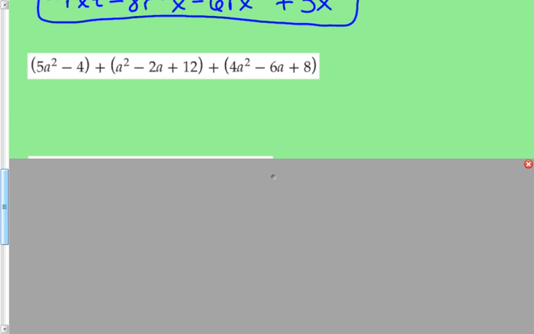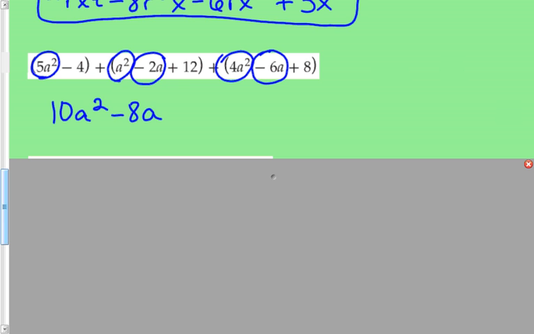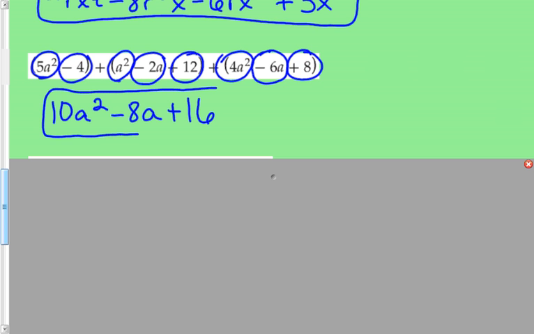Just take it one step at a time. Our biggest degree is 5a squared. We have a squared and then a 4a squared. So 5 plus 1 is 6 plus 4. We have 10a squared. Next we have a negative 2a and a negative 6a, so that'll make negative 8a. Then we'll have negative 4, positive 12. Right there we're at 8. And another 8, so we're at 16. And that's all 3 of them put together.